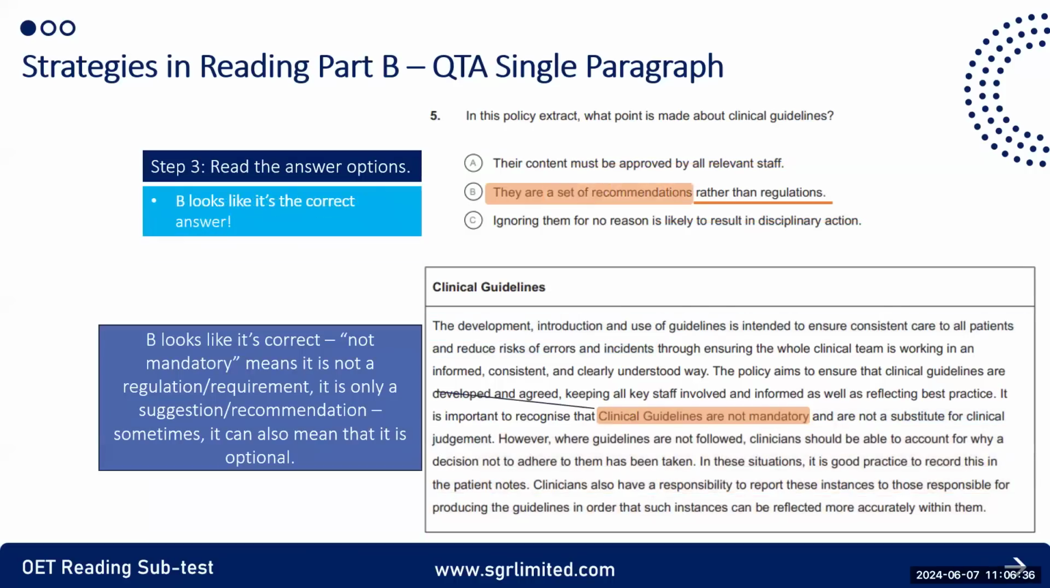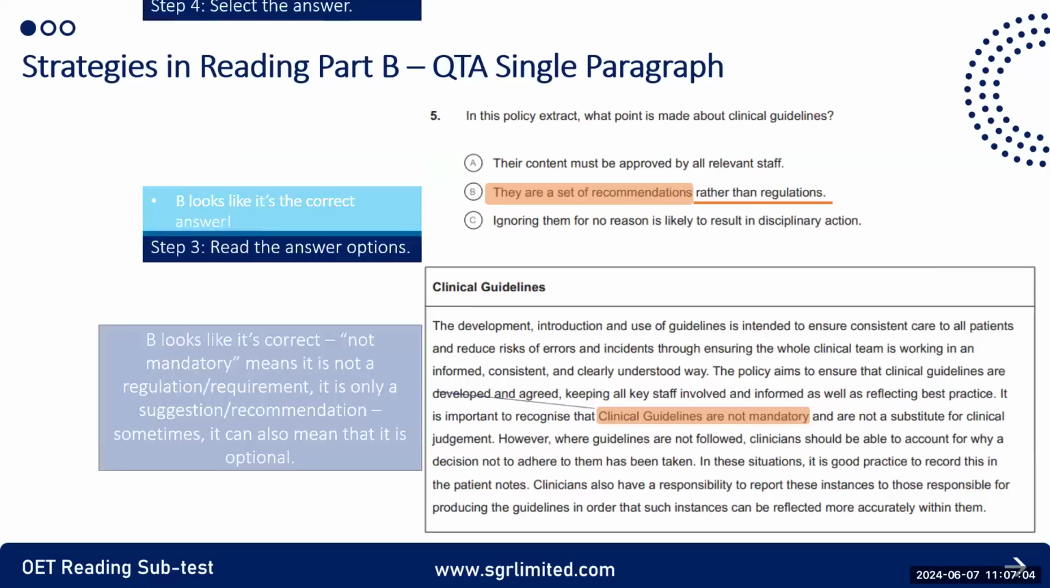By process of elimination, it is therefore B, which should be the right answer. Okay, again, let's look for the evidence and find out why this is the answer we need to choose. Mandatory means it's not a regulation or a requirement. It is only a suggestion or recommendation, and therefore can be optional. And that matches with the information being offered by option B.